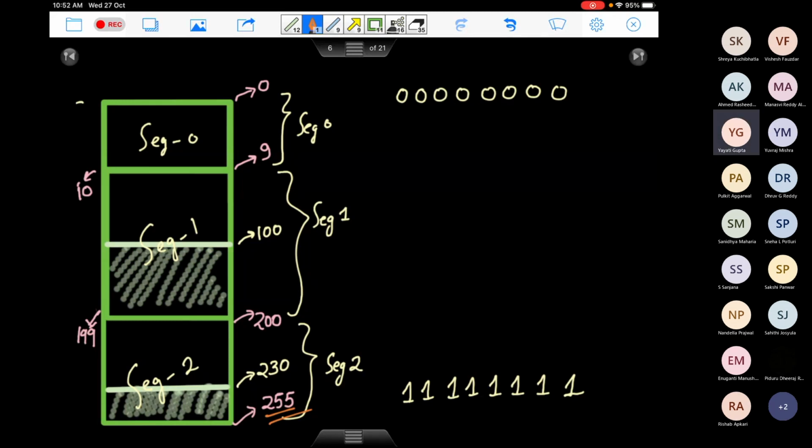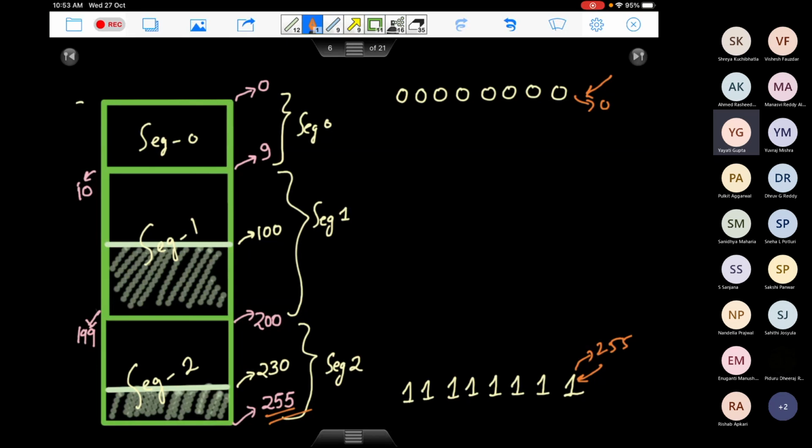So it is 256 bytes, I'm sorry, from 0 to 255. So how many bits do we need? 8, right? So you see those 8 bits here. So the virtual addresses for this process will go from 8 zeros to 8 ones, right? So this is nothing but 0 in decimal. This is nothing but 255 in decimal.